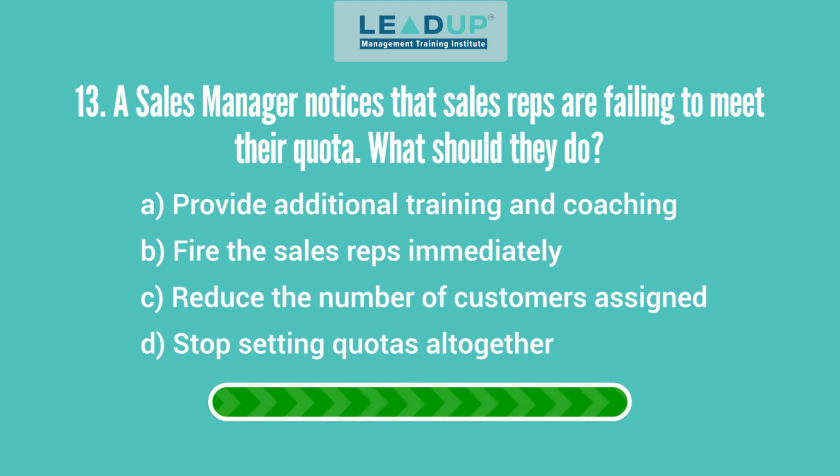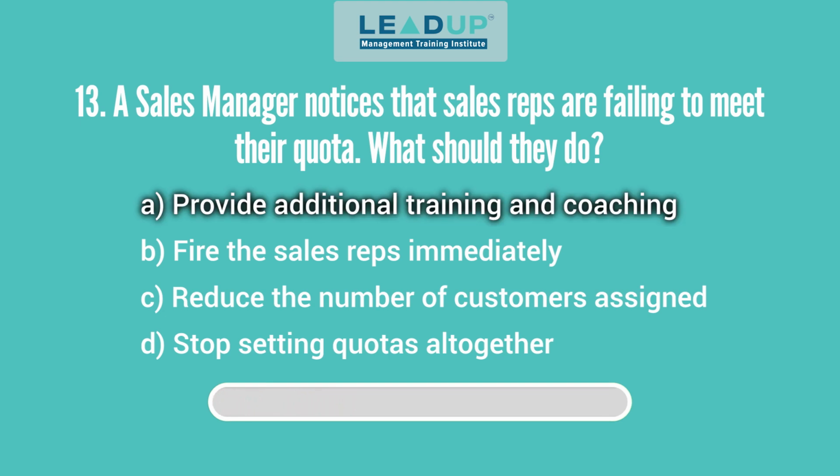Question 13. A sales manager notices that sales reps are failing to meet their quota. What should they do? A. Provide additional training and coaching. B. Fire the sales reps immediately. C. Reduce the number of customers assigned. And D. Stop setting quotas altogether. Answer: provide additional training and coaching.